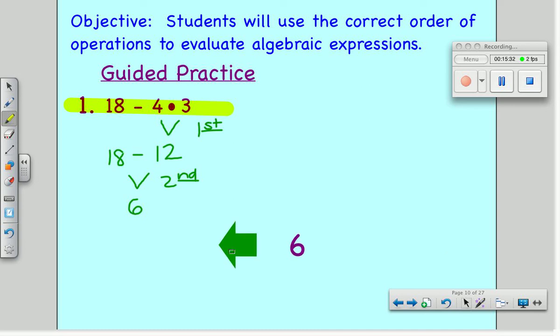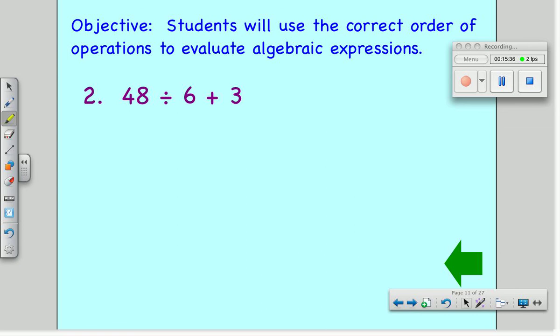Next one. Try that on your own first. Pause it. Try this on your own. And then you can play it again to see if you got the right answer. Okay?